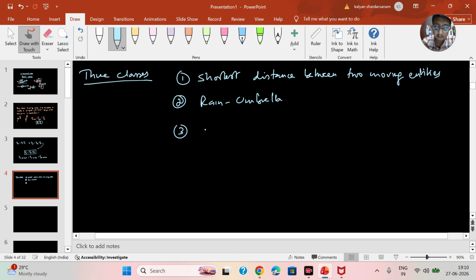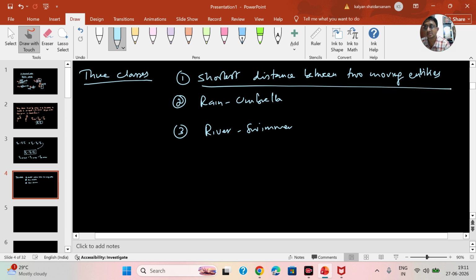We'll see that. Then there is a river swimmer class of questions: can the swimmer directly reach the opposite point, or how to cross the river in shortest time and things like that. So we will see all these three. First we shall see the shortest distance between two moving entities. This is very interesting, a very deep concept also.